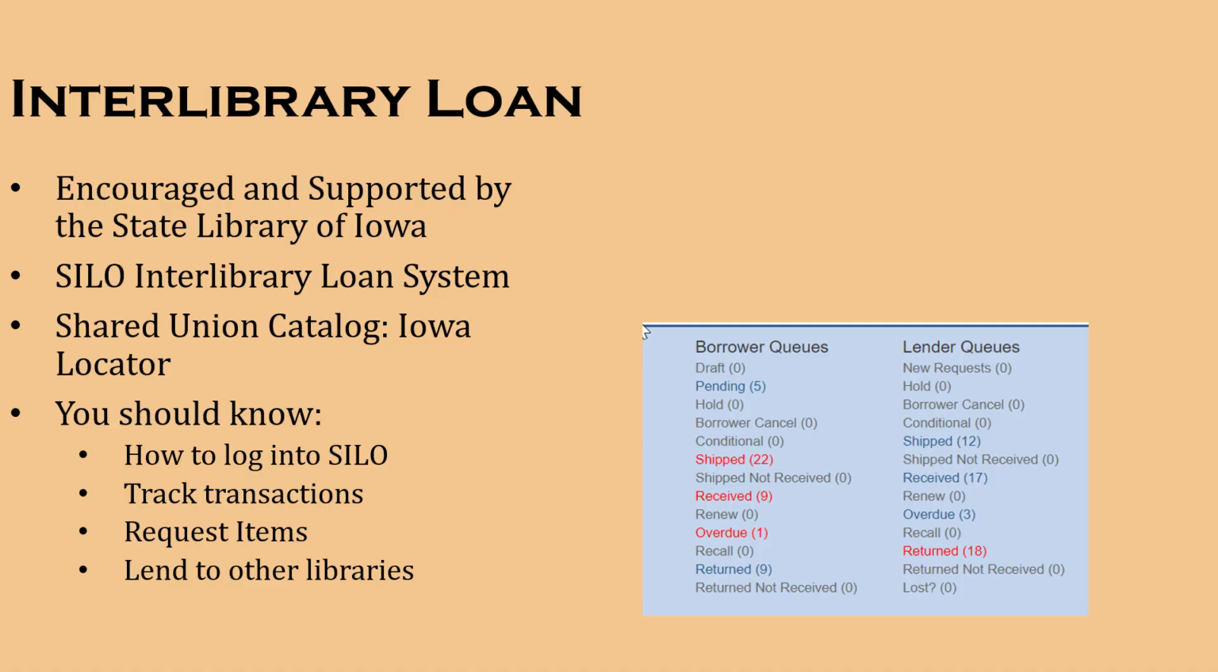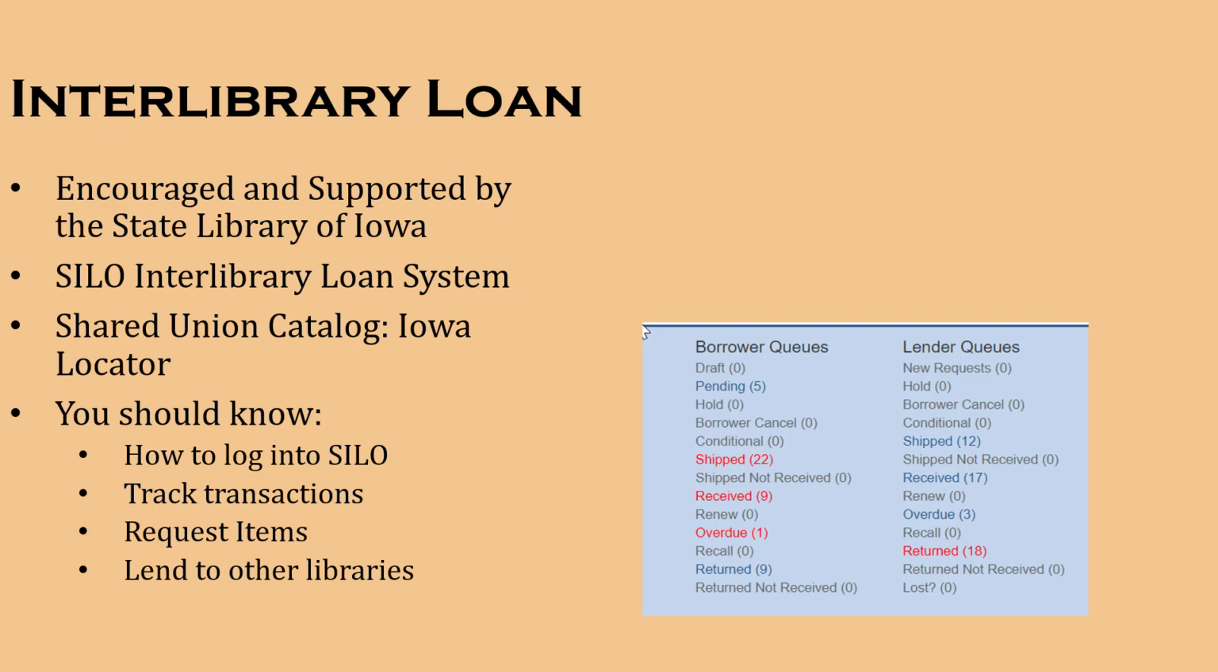Interlibrary loan is a popular service offered by Iowa libraries to their patrons. In Iowa, interlibrary loan among libraries is encouraged and supported by several programs of the state library. First, there is the Silo Interlibrary Loan System used by over 700 libraries to share items with each other. The interlibrary loan system is built upon a shared union catalog called the Locator, where libraries add their holdings so other libraries can find and request the items. The Silo Interlibrary Loan System enables the borrowing and lending transactions.